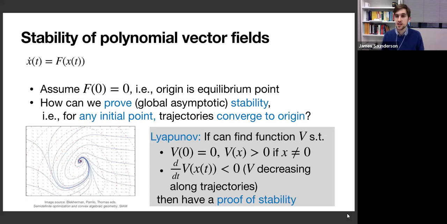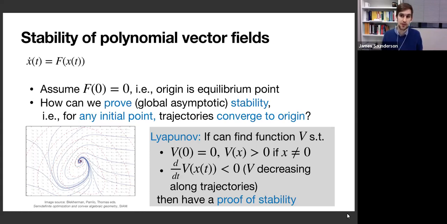Okay, and we want to establish that the origin is a globally asymptotically stable equilibrium point. One way to do this is to find an energy-like function that is positive everywhere except at the equilibrium point of interest, and has the property that whenever you start your system and integrate the differential equation, the function decreases strictly along trajectories. We often call this a Lyapunov function. And this is the setup here for continuous time dynamical systems.